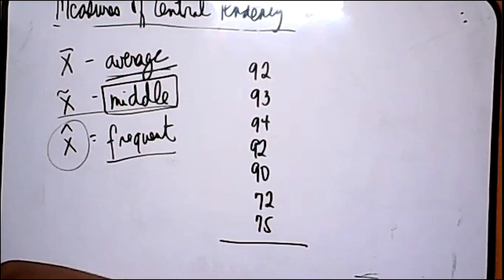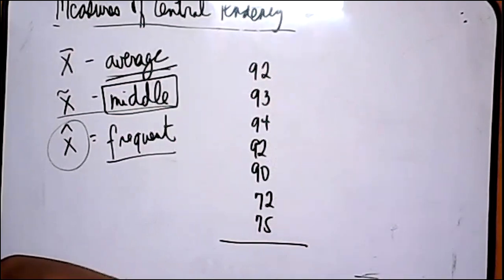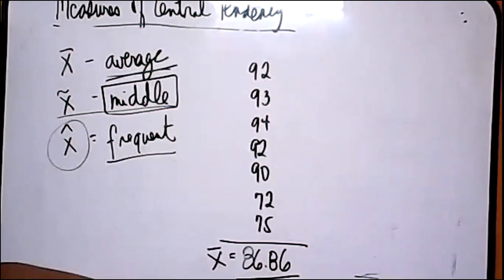So that's 92 plus 93 plus 94 plus 92 plus 90 plus 72 plus 75, divided by how many? 1, 2, 3, 4, 5, 6, 7. You'll get a score of 86.86. That is your mean.